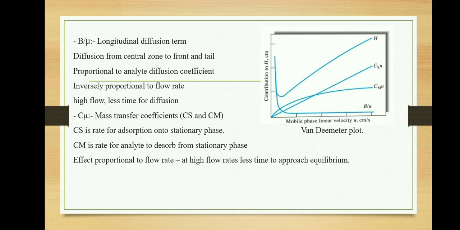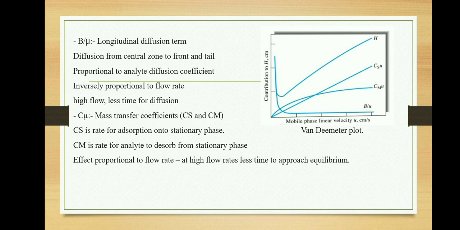Another factor is Cu, or Cs plus Cm times u, that is the mass transfer term. This term is inversely proportional to the rate of transfer of solute. The transfer rate from mobile phase to stationary phase affects Cm, and the transfer rate from stationary phase to mobile phase affects Cs. Higher mobile phase velocity reduces the rate of transfer, and a higher rate of transfer results in a lower C value and low H.